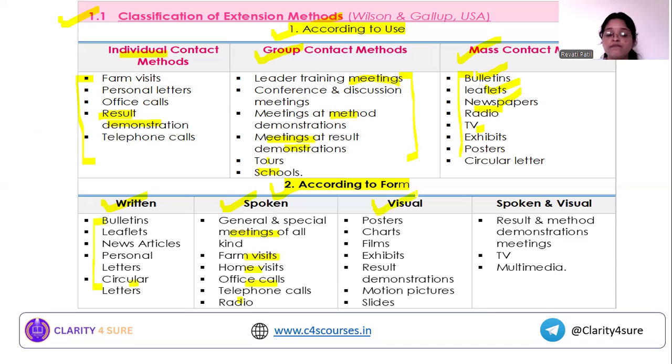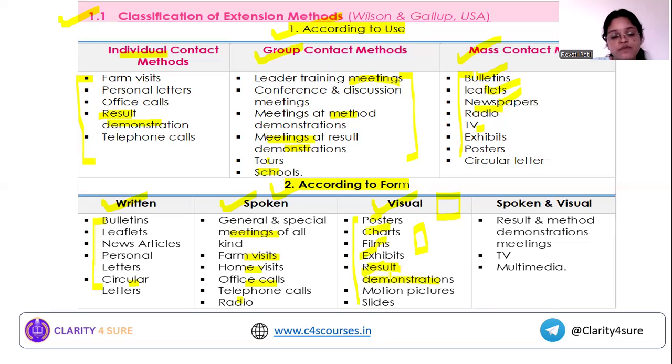Next is visual form. When we are using different colorful posters, motion pictures to convey our message, then that is going to be classified under visual, like posters, charts, films like black and white films which were used in the past to communicate messages. Okay. Then next is exhibit. Result demonstration. Please again note it down. Result demonstration is a visual form if we are classifying it based on the form.